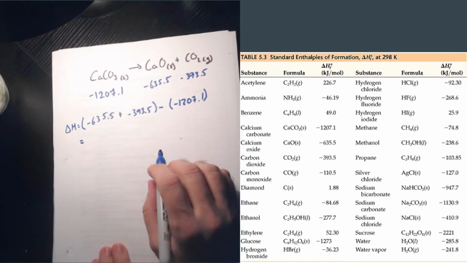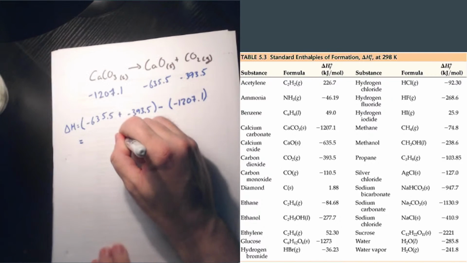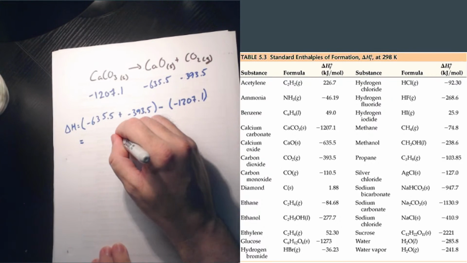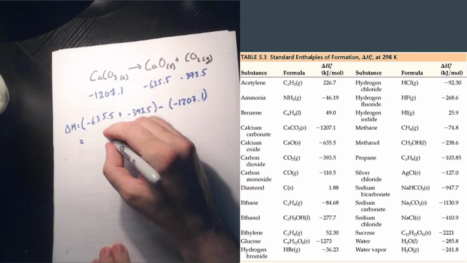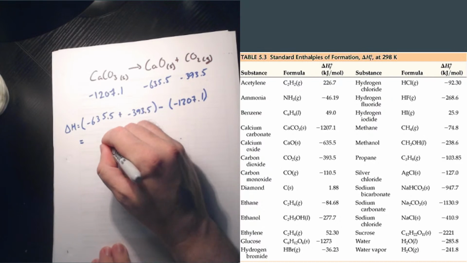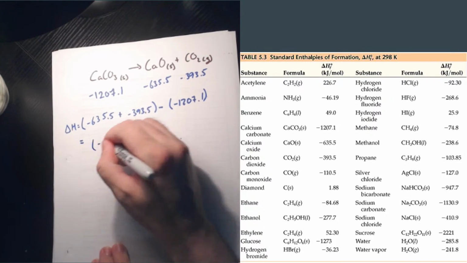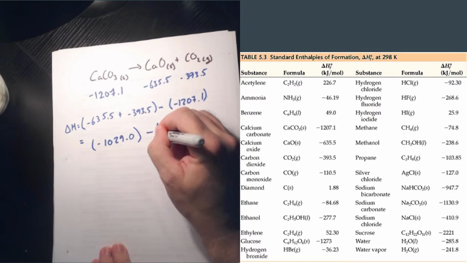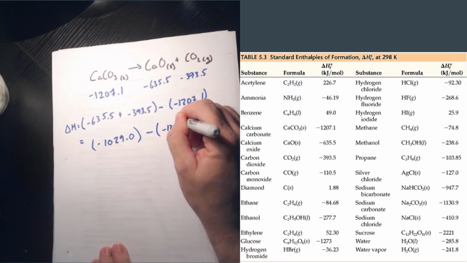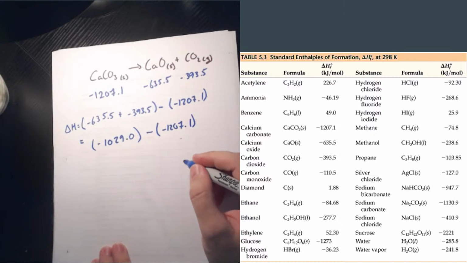So we add these two together. It's 0.0992, carry the 1, 0, 1, negative, minus negative 1207.1.